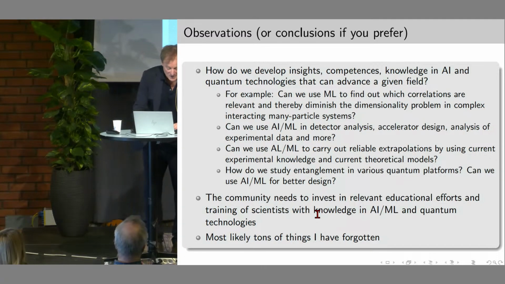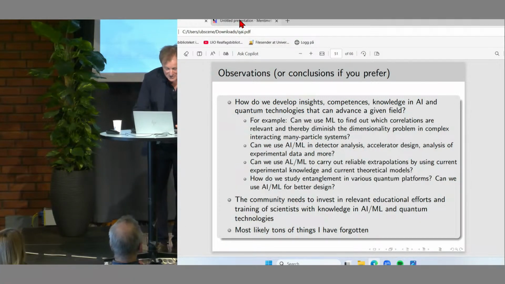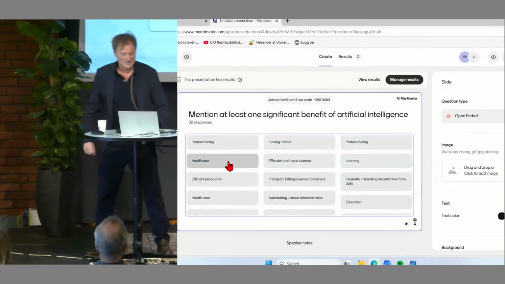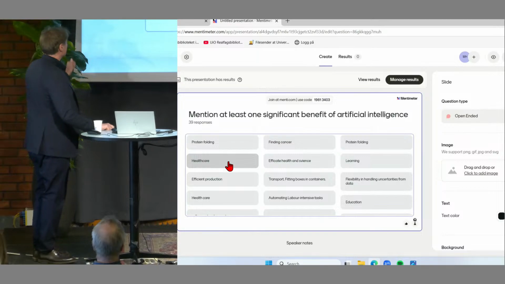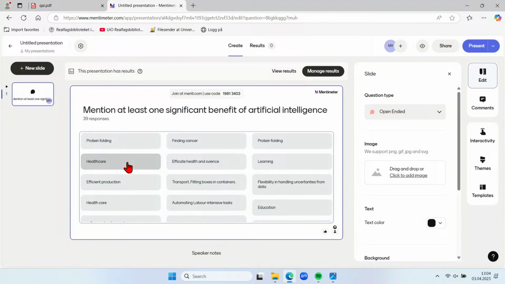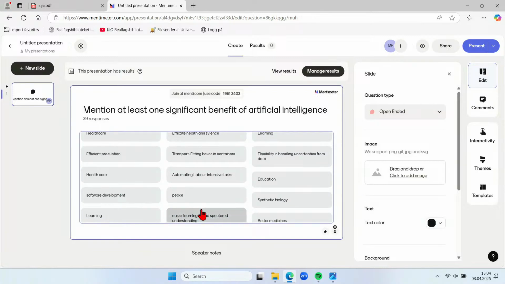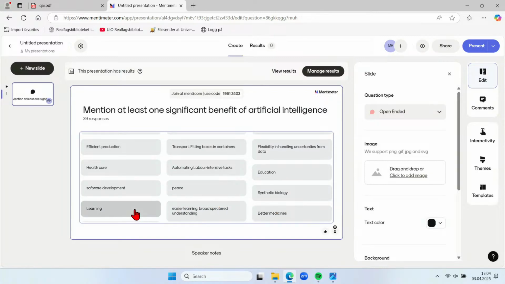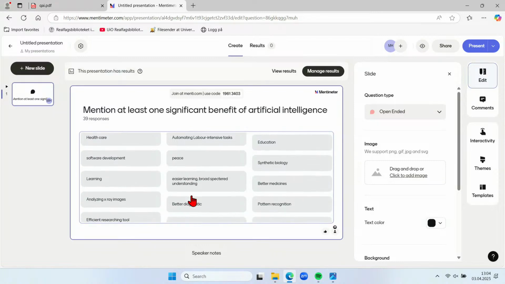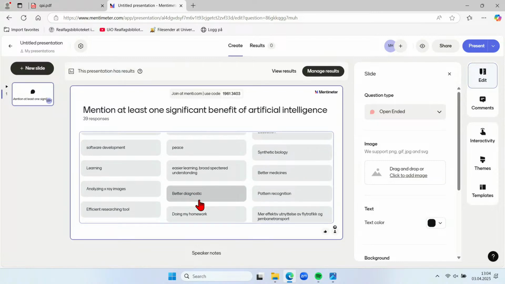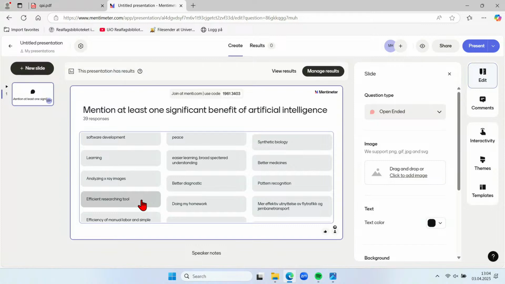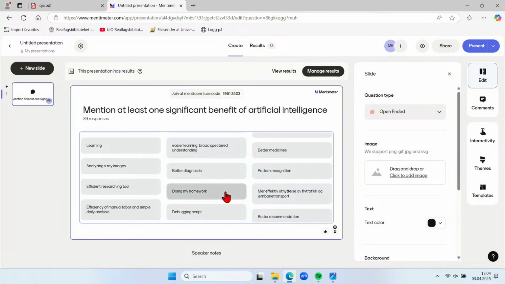So before we go on, let's see if people have answered. This is fantastic. It's protein folding, healthcare, finding cancer, health science, efficient production, healthcare. You see there are many healthcare things. Peace, software development, synthetic biology. Thanks for filling this in. Better medicines, pattern recognition, efficient research tools, doing my homework. That's also important.